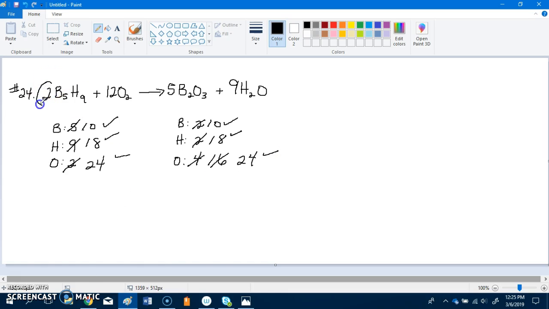So I hope that helped to show. I think that first number, the first 2 coefficients of 5 and 2, if you can get those, then the rest of the balancing will follow quite easily from that once you get that part there.